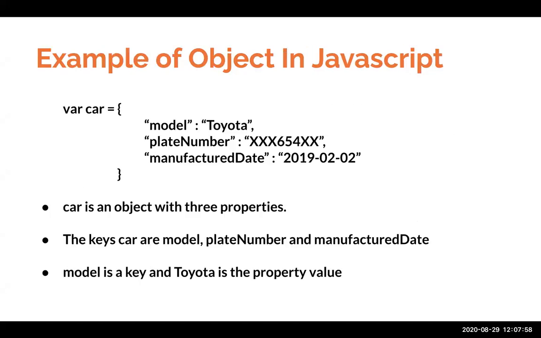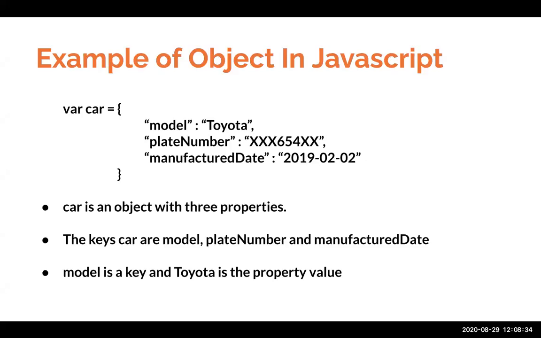These are actually an example of a JavaScript object. You can see it's assigned to a variable named car. Here we have three properties: model, plate number, and manufacture date. You can see the model is Toyota. In this case, model is the key and Toyota is the value. Plate number is the key and the plate number is the value. Same thing with the manufacture date: that is the key, and the date is the value.